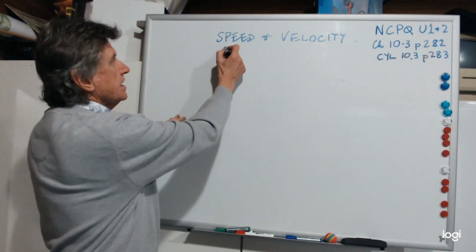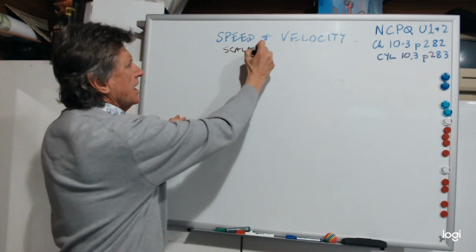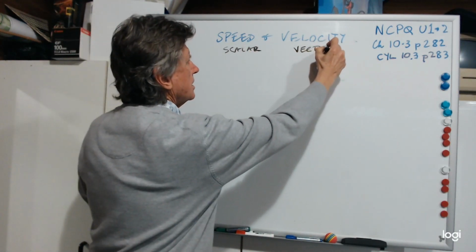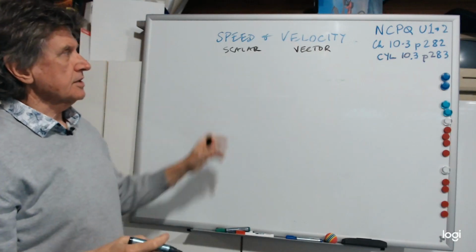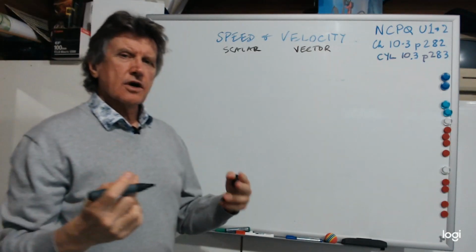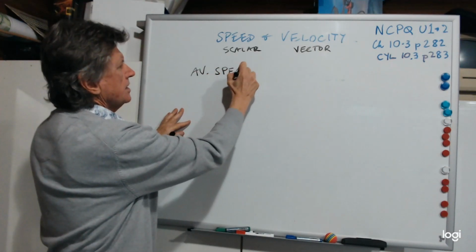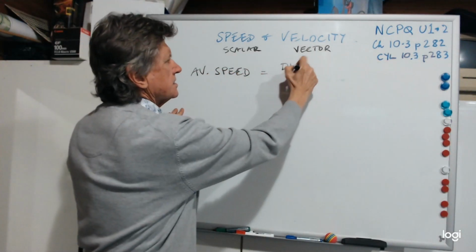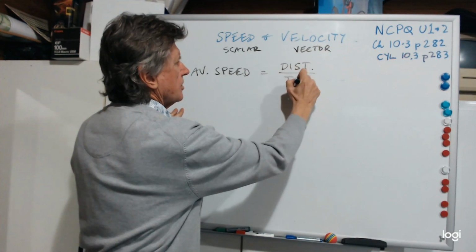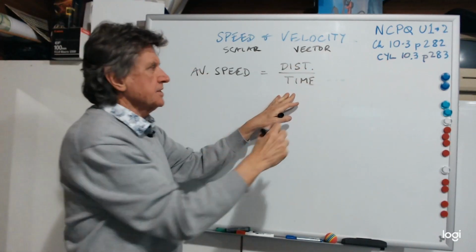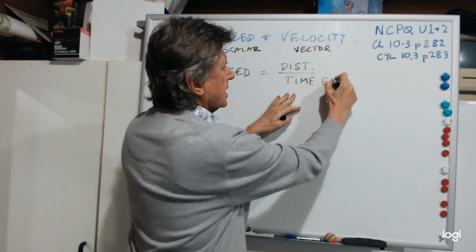Speed is a scalar and velocity is a vector quantity, meaning it has direction as well. Now the first thing I want to look at is average speed. So average speed is just distance over time. Now often we use the words time elapsed or time taken, so I might say elapsed.